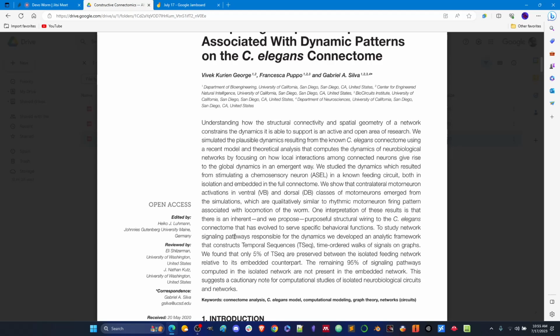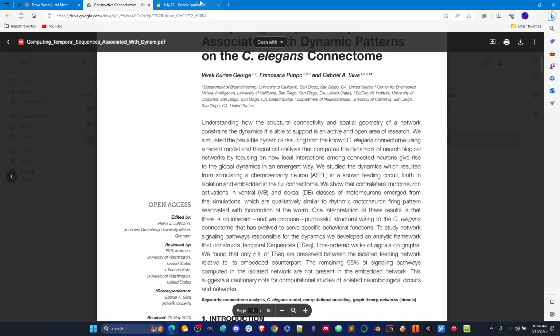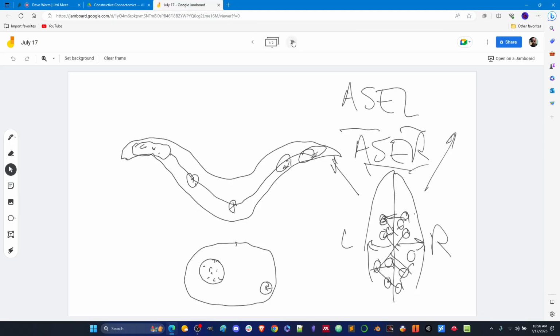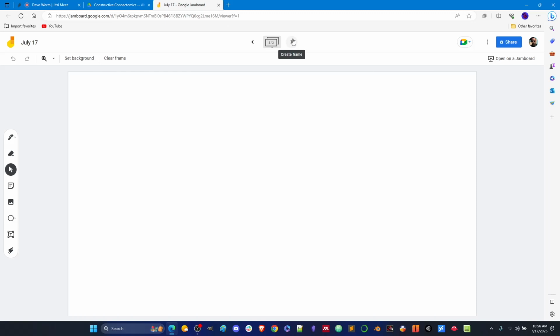To study network signaling pathways responsible for the dynamics, we developed an analytic framework that constructs temporal sequences, or what they call T-seq, because everyone has to have a seq in their method. But this is temporal sequences, basically these time-ordered walks of signals on graphs. So what they're doing is they're building a graph, like our connectome. And that connectome has nodes and arcs. And so like any good network, we have nodes and we have arcs.